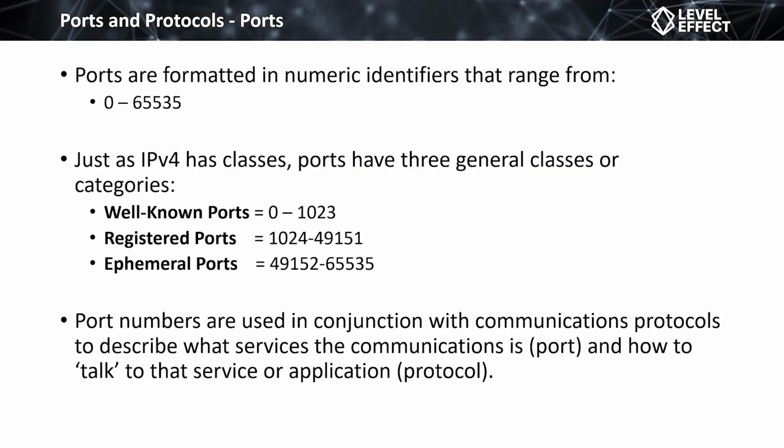So let's talk a little bit more about what ports look like. They are a logical identifier that's usually identified by a sequence of numbers, and that number ranges 0 through 65,535. Just as we had classes or ranges with IP version 4 addressing, we have the same concept here with ports. The first being the well-known port range. This is any port that is between 0 and 1023. We then have registered ports with 1024 through 49,151. And finally, we have ephemeral ports, 49,152 through 65,535.